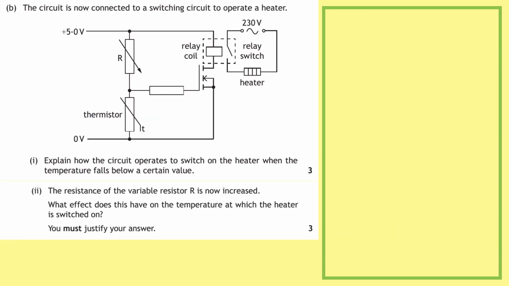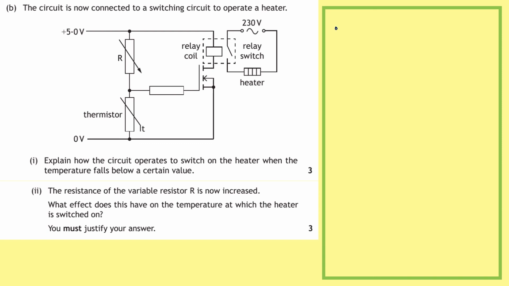Part 2. The resistance of the variable resistor is now increased. What effect does this have on the temperature at which the heater is switched on? You must justify your answer. So if we increase the resistance of the variable resistor, this needs the resistance of the thermistor to also increase to allow the voltages to still divide so the MOSFET can turn on.